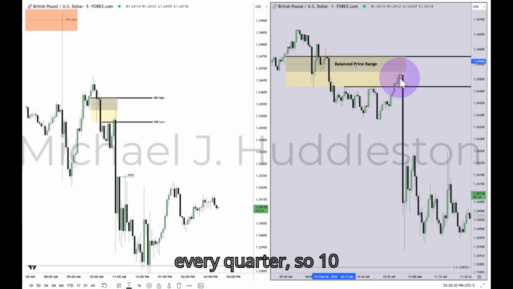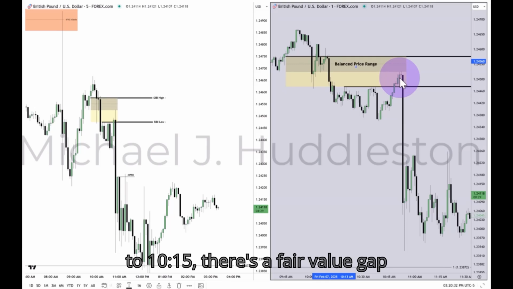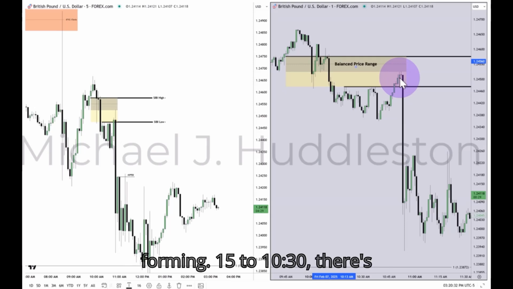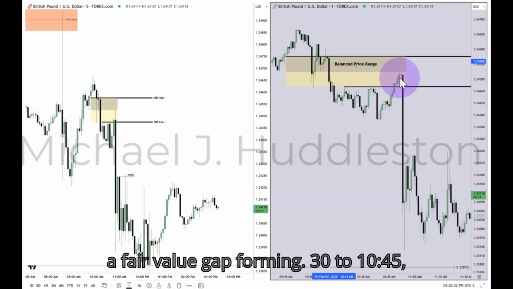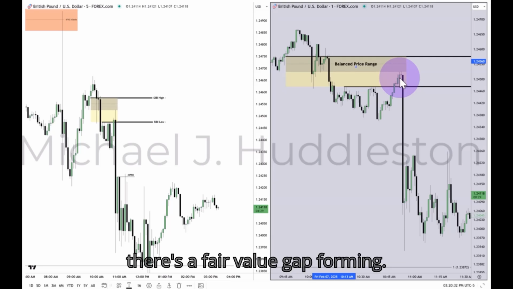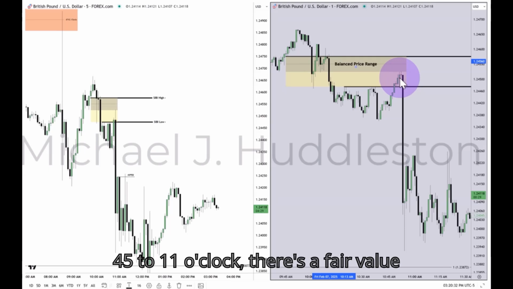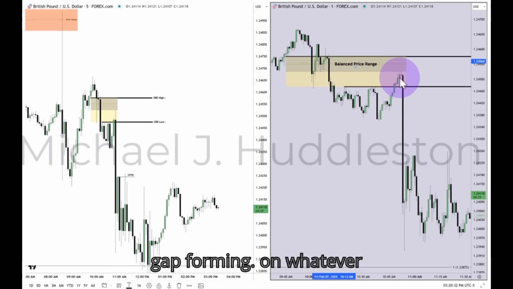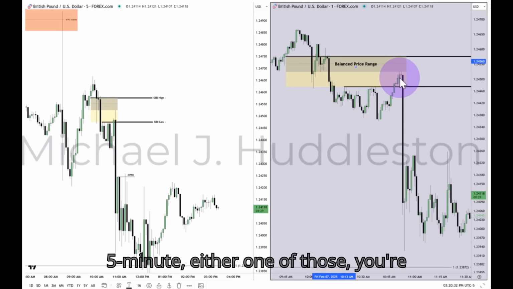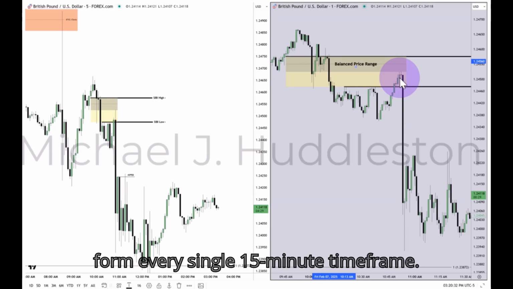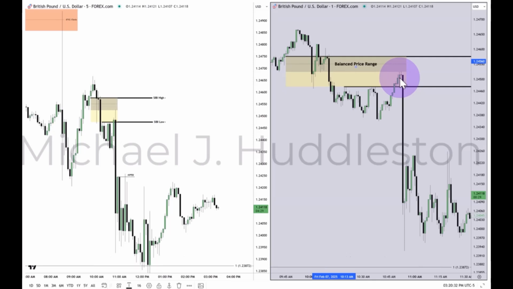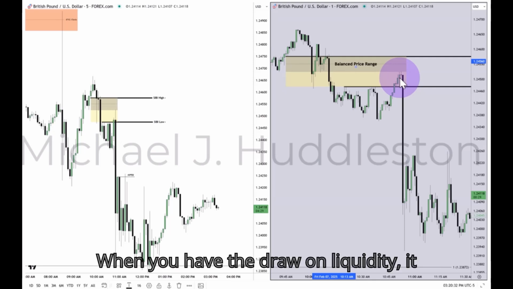So every quarter, 10 to 10:15, there's a fair value gap forming. 10:15 to 10:30, there's a fair value gap forming. Between 10:30 to 10:45, there's a fair value gap forming. And 10:45 to 11 o'clock, there's a fair value gap forming. On whatever time frame that you see that form, whether it be the 15-minute or the 5-minute, you're going to see one of these fair value gaps form every single 15-minute time frame. When you have the draw on liquidity, it will be there.